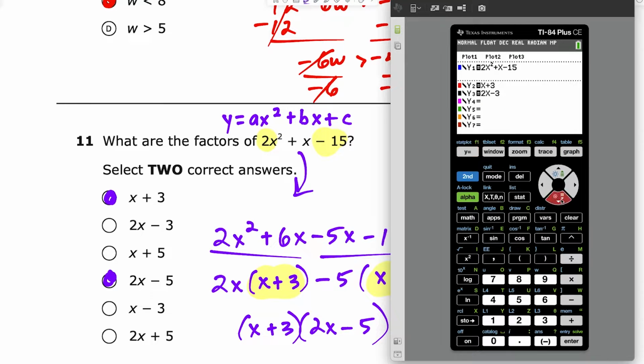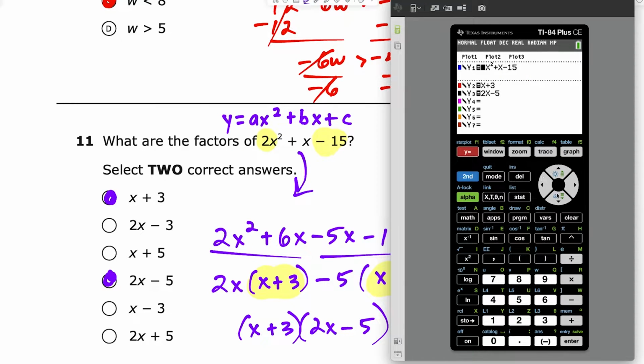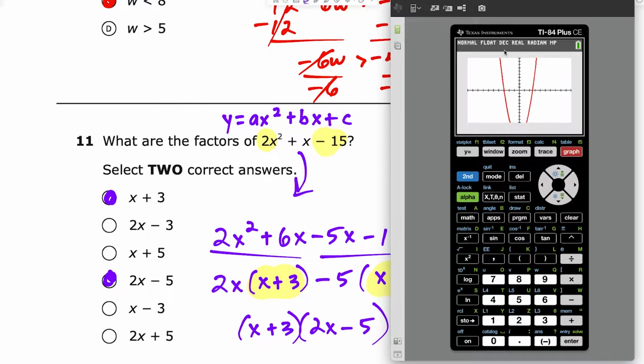If I were to type in, let's say, 2x minus 5 instead, this would give us, see, it would hit at the other location. And now I would say, all right, well, let's see what happens when I write them next to each other. What happens when I do x plus 3, and then I multiply by, next to it, 2x minus 5. So this is just a way for me to find the factors with the calculator. Notice that I get the exact same graph because the graph in red and blue overlapped completely. So these two factors are definitely good.